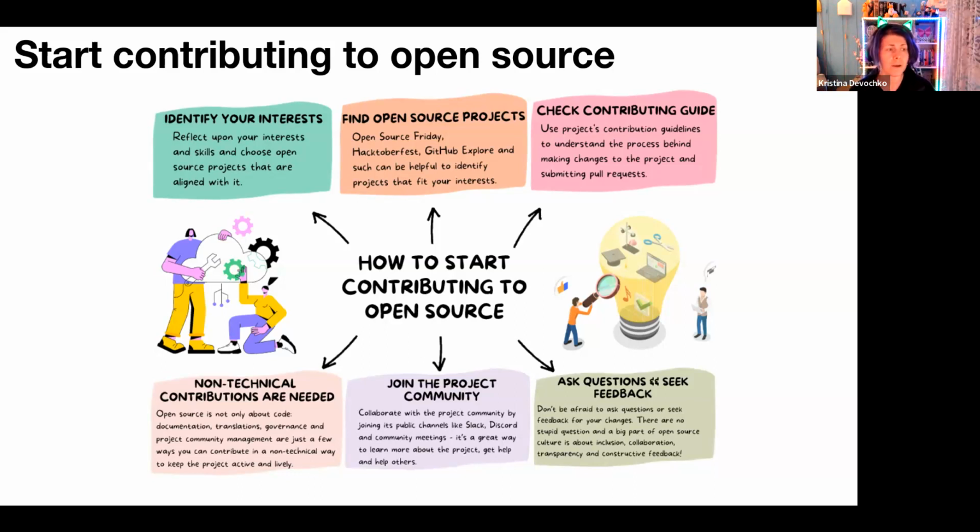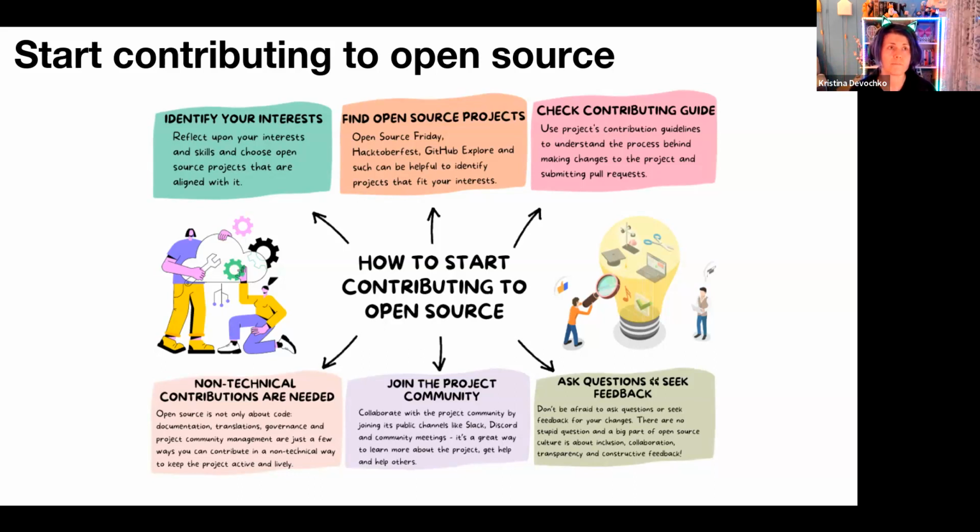But there are also initiatives like Open Source Friday, Hacktoberfest, which just happened last month, and the GitHub Explore page, that can provide you an overview of the different projects that are accepting open source contributions, and can help you do some filtering, check out some of the projects, and evaluate if that could work for you.